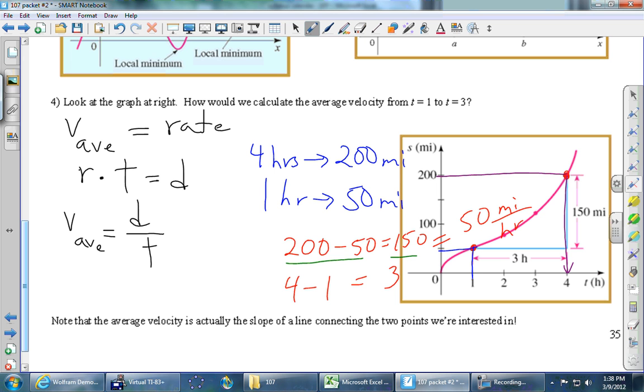Were we going 50 miles an hour the whole time during that period? No, you could see that we weren't going 50 miles an hour in the beginning, because in the beginning, it's kind of a slow curve here. We're going kind of slow in the beginning, but then you can see that it gets steeper towards the end. I think we were kind of making up for lost time in the second part of the trip. So we're not saying we were going 50 miles an hour the whole time. We're just saying on average, we were going 50 miles an hour. And the last thing I want to add here is that doing this 200 minus 50 and this 4 minus 1 and dividing them should look very familiar.